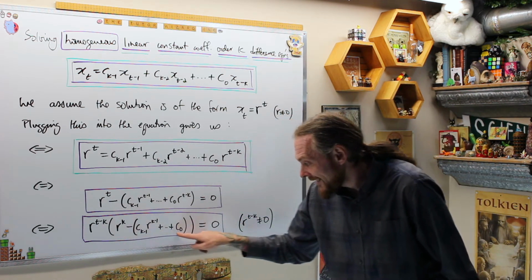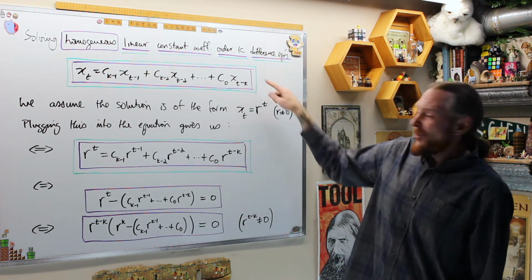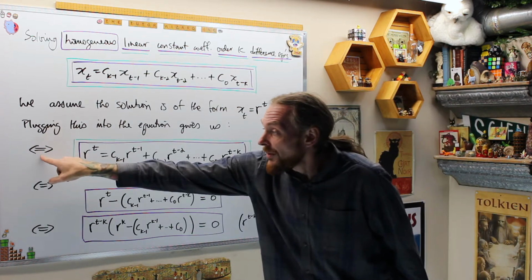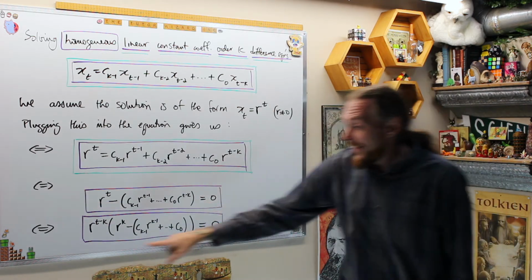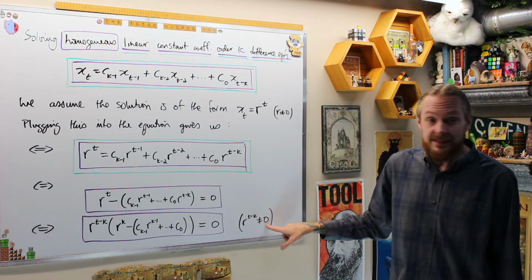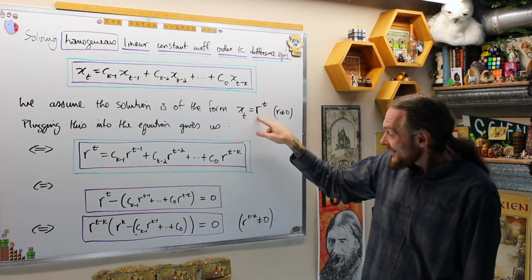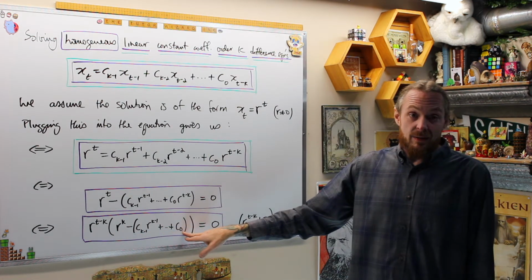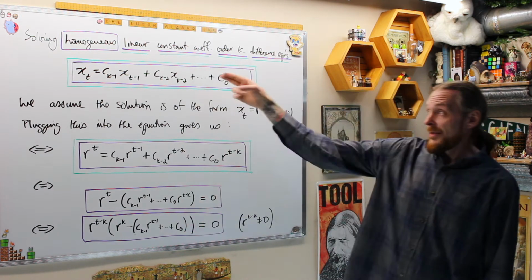This thing right here is going to be what we call our characteristic equation. Why? Because we start with this and we assume, cleverly, that this is our solution. This is a solution if and only if this is true. R is not 0, so r to the t minus k can't be 0 either. So what that means is this has to be 0. Therefore, this is a solution to this equation if and only if r satisfies, or is a root of, this polynomial. And this is what we're going to call the characteristic polynomial of this difference equation.